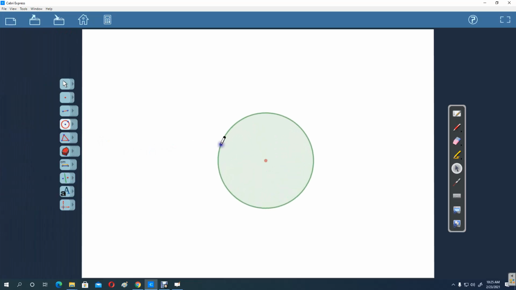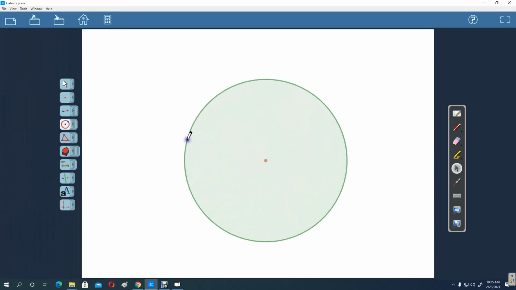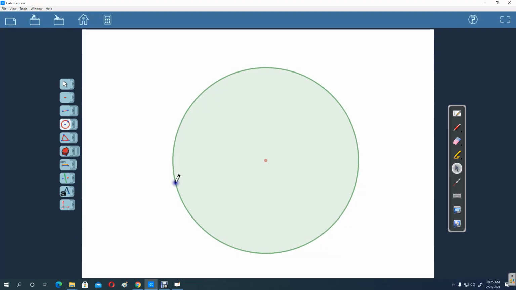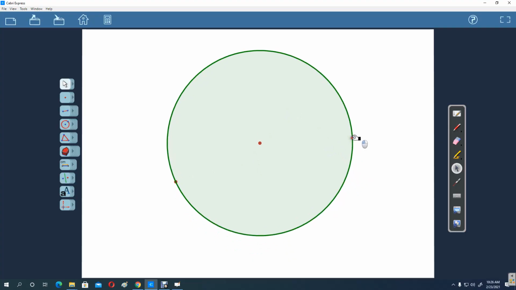If you're curious about this app, it's called Cabri Geometry. It's a free app. You can download it and use it to play around and demonstrate and improve your learning.